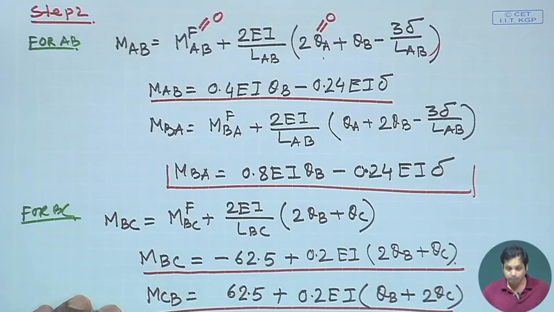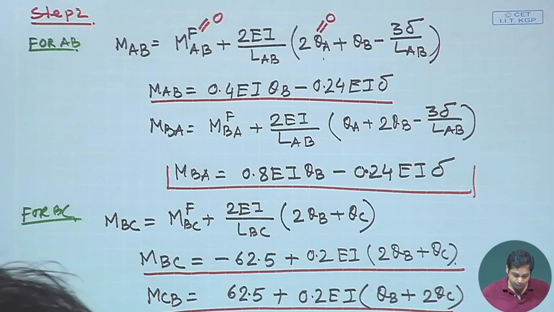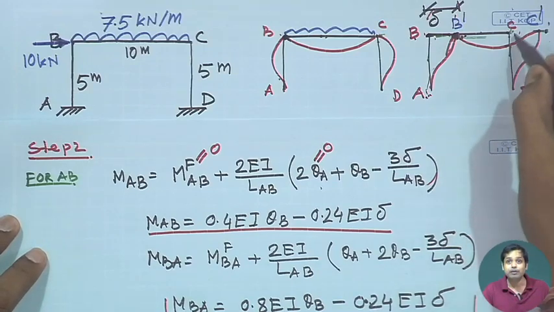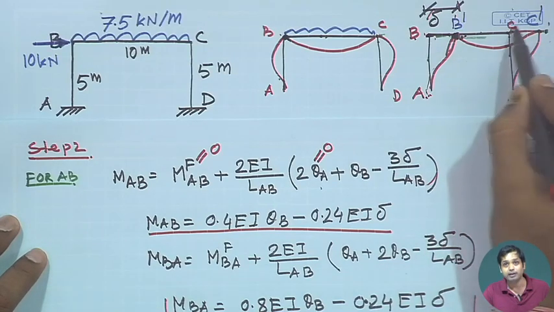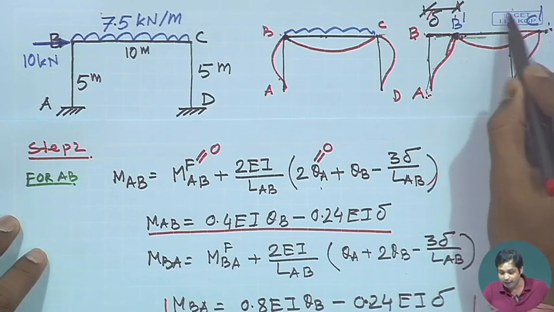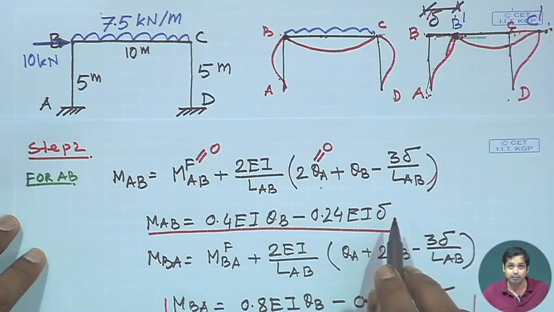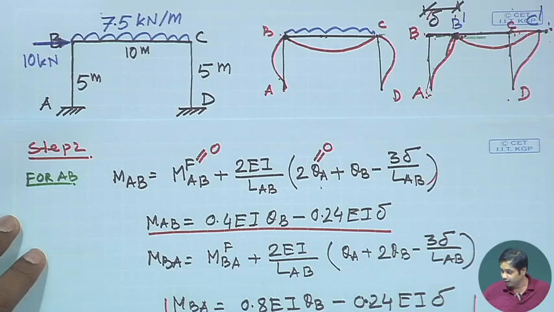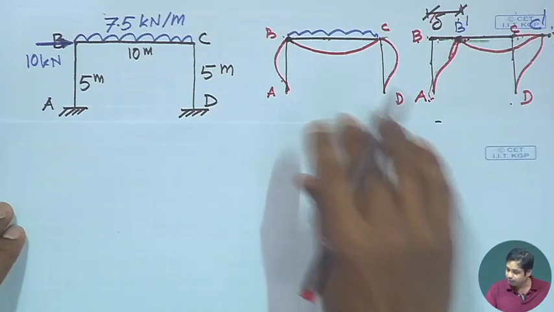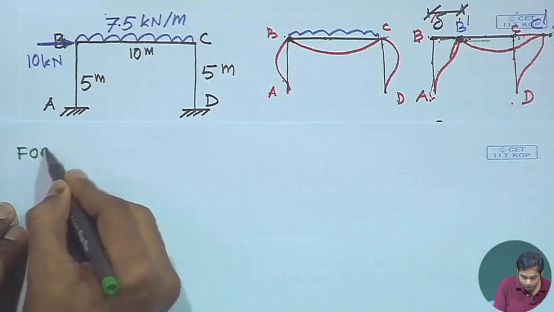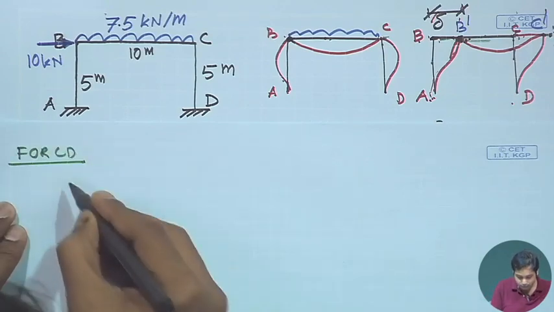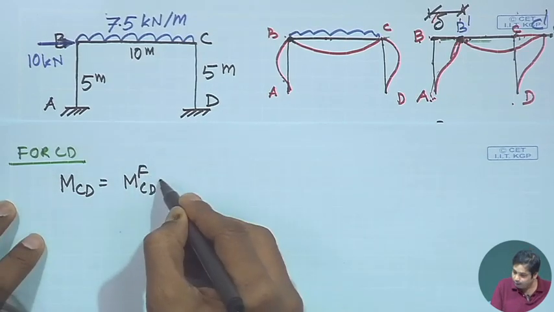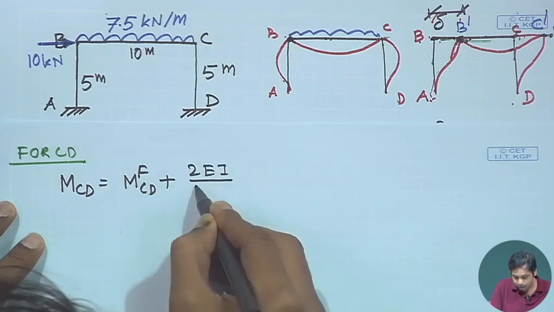Okay. Again, let us do it for CD. Now, in CD there is again joint settlement: joint C moves in this direction, and this direction is delta. So, the contribution from the settlement of D, or in this case the sway at joint C, needs to be considered. The corresponding equation becomes, for CD, MCD is equal to MCD fixed end moment plus 2 EI by LCD.